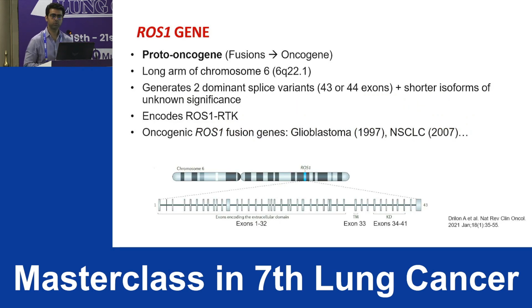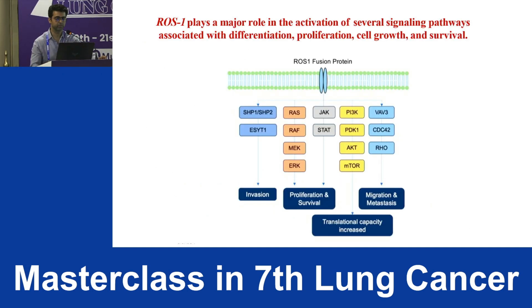The ROS1 gene, as we all know, is a proto-oncogene, and it is present in the long arm of chromosome 6. It generates two dominant splice variants. Along with that, it also generates shorter isoforms of unknown significance. It encodes the ROS1 receptor tyrosine kinase, and this ROS1 fusion gene was first identified in glioblastoma in the year 1997, and after that in NSCLC in the year 2007.